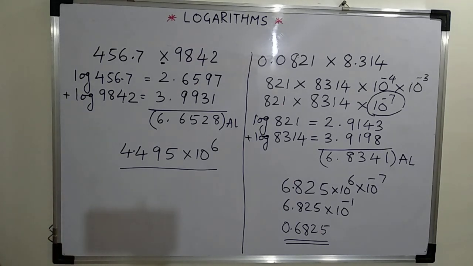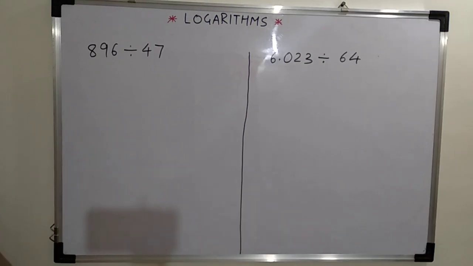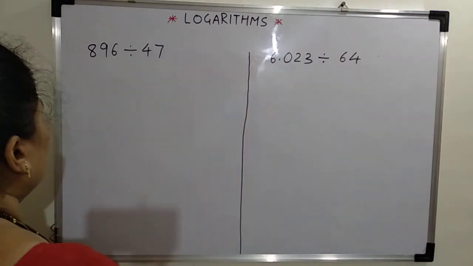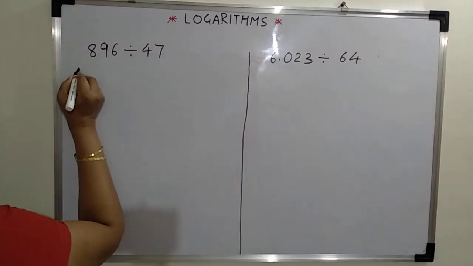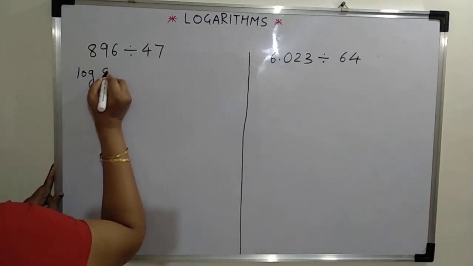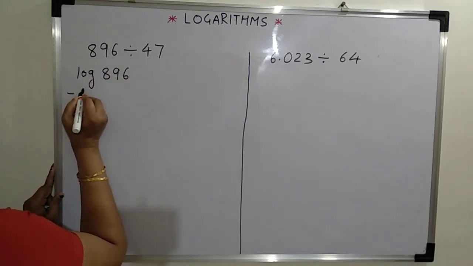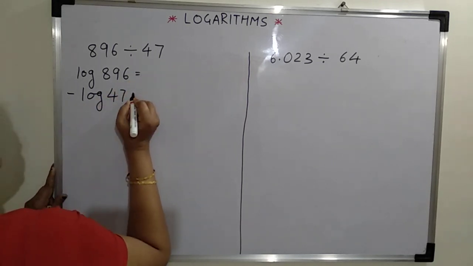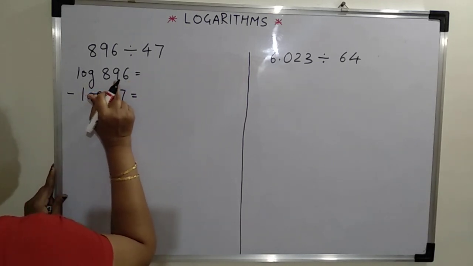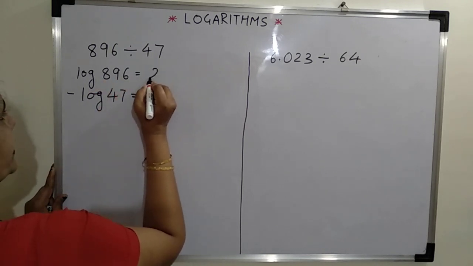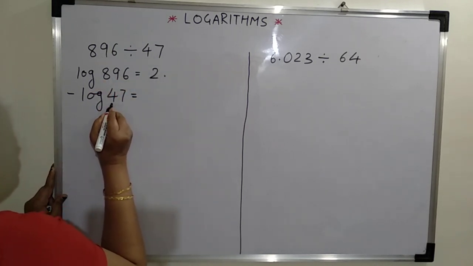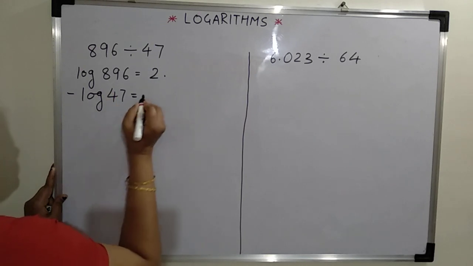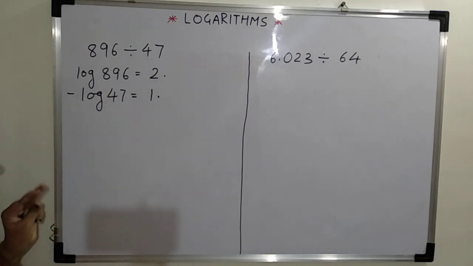Let us see a few more problems. Now if you see this problem, here I have used the division sign. So how will I go for this? It will be log of 896 minus log of 47. What will be the characteristic here? 1, 2, 3 minus 1, so it will be 2 point. And this will be 1, 2 minus 1, so it will be 1 point.